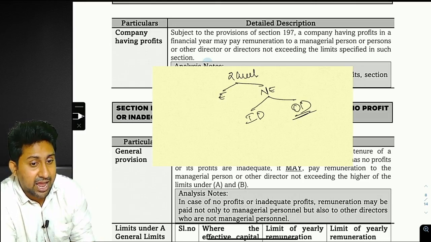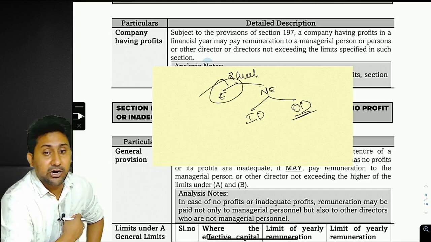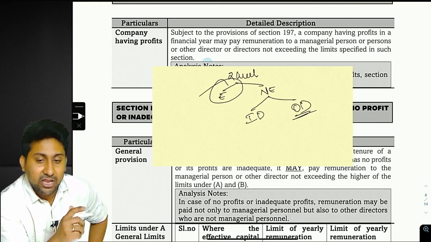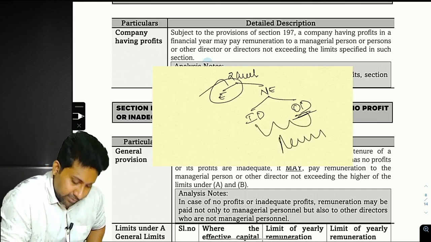But previously the Act used to allow remuneration only to executive directors in case of losses and inadequate profits. Now the amendment says that remuneration can be paid even to these directors.